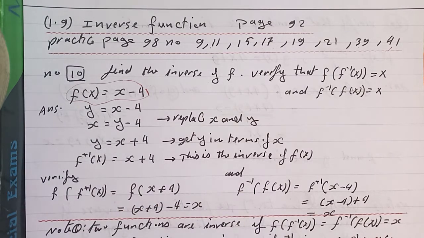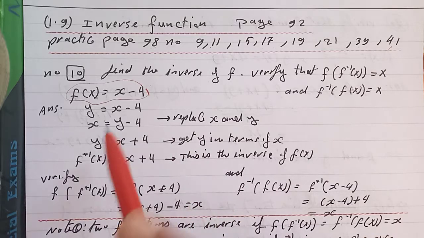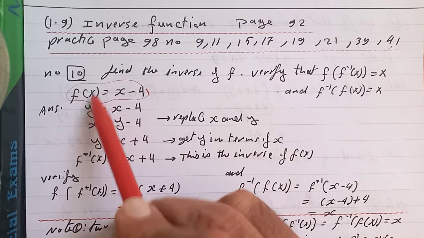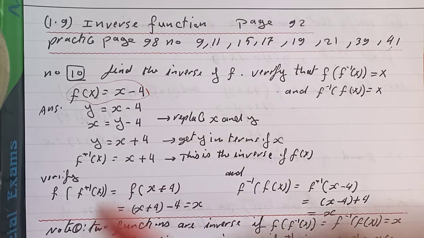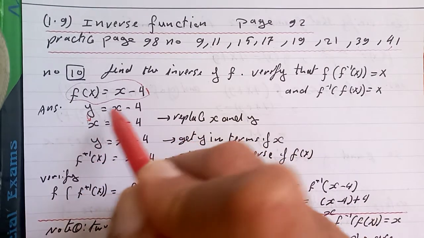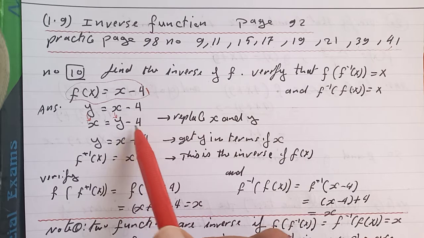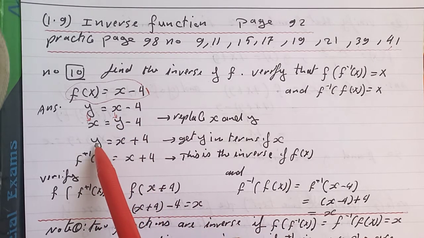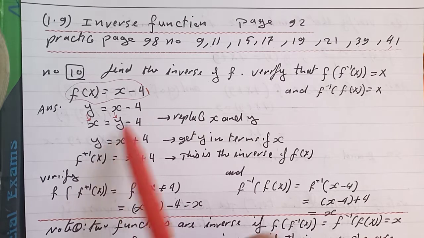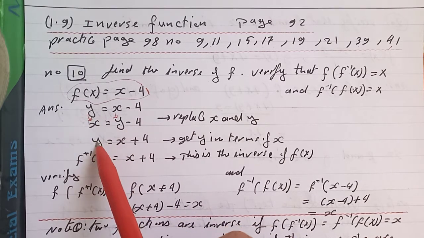To get the inverse function, do the 3 steps as follows. Number 1, consider f of x equals y, so y equals x minus 4. And then replace the y by x and x by y. So it will become x equals y minus 4. Step number 2. Step number 3, get y in terms of x. How can I get y in terms of x? Take this to the other side, it will be x plus 4. So y equals x plus 4.